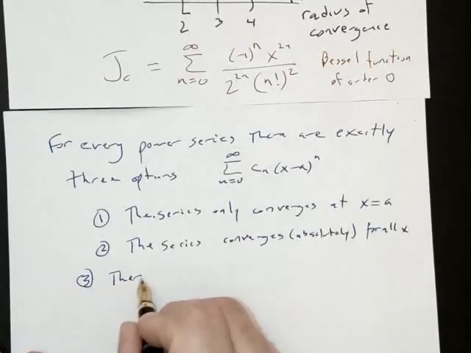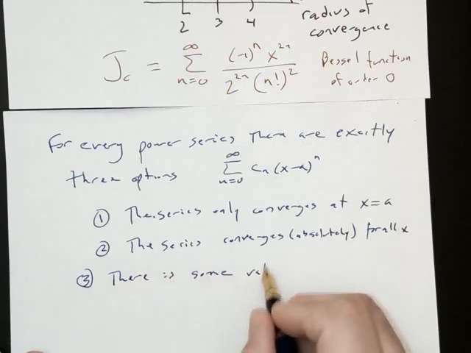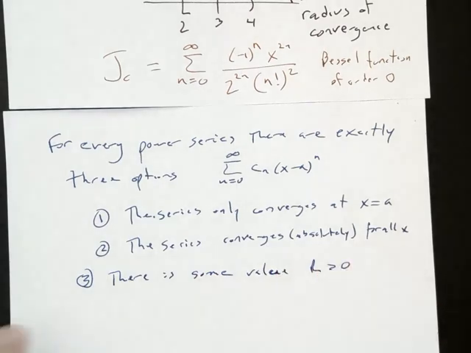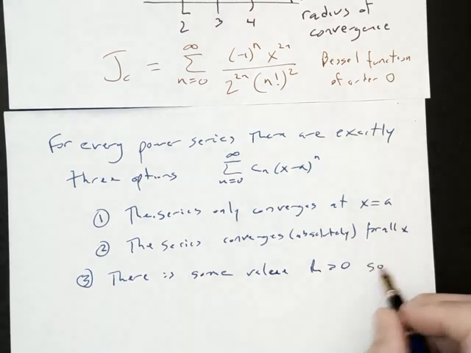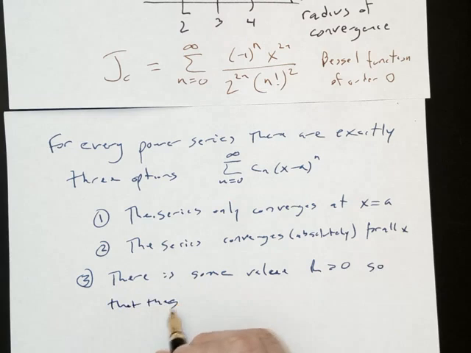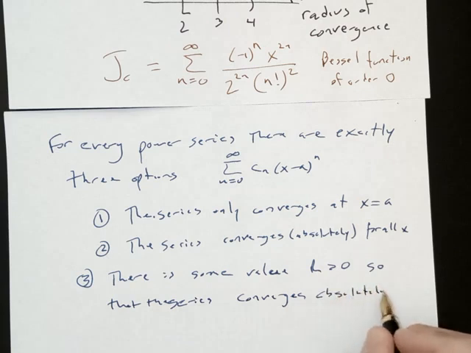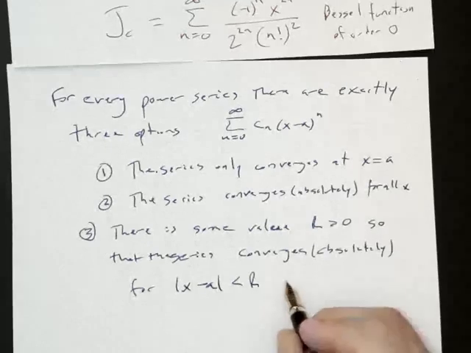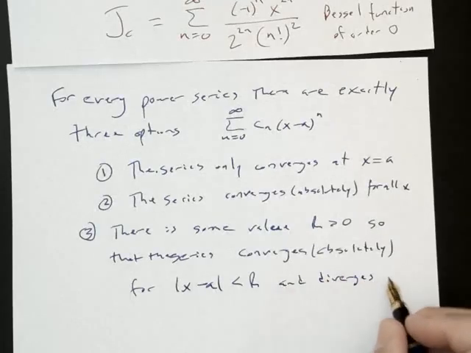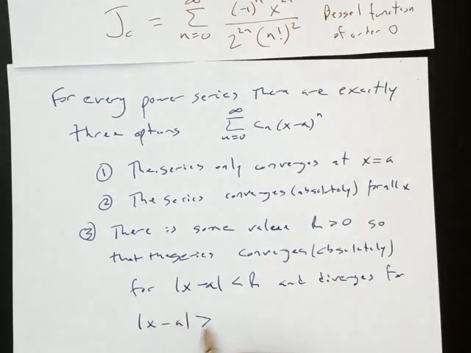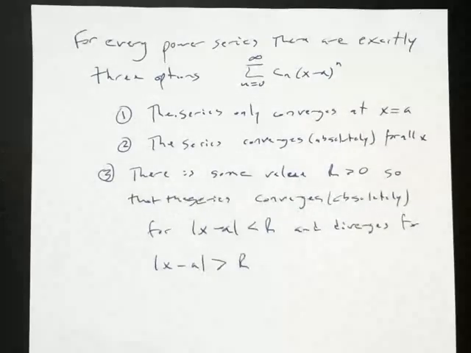Or option 3, there is some value, capital R, a positive number, so that the series converges absolutely for absolute value of x minus a strictly less than R, and diverges for absolute value of x minus a strictly bigger than R. Notice that leaves x minus a equal to R as a question mark, and we will have to investigate those edge cases separately.